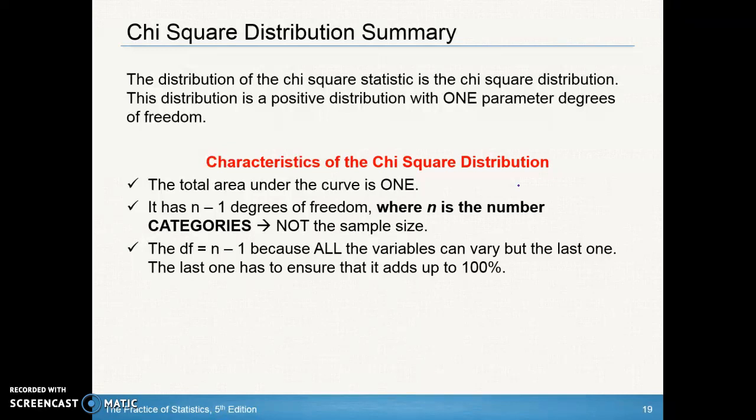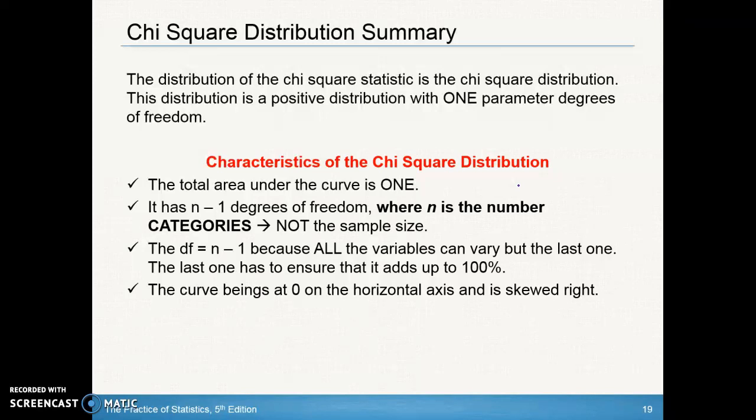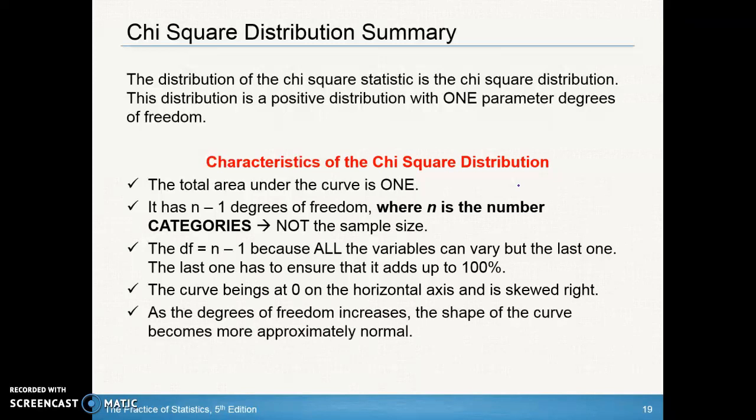It's n minus 1 because all the variables can vary, but the last one has to ensure that it adds up to 100% of the area under the curve. The curve begins at 0 on the horizontal axis and is skewed right. As the degrees of freedom increases, it looks a little bit more normal, just like we talked about.